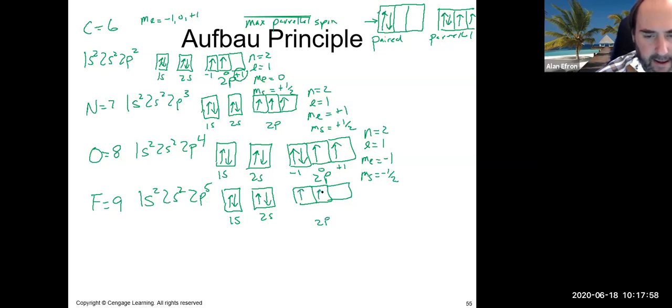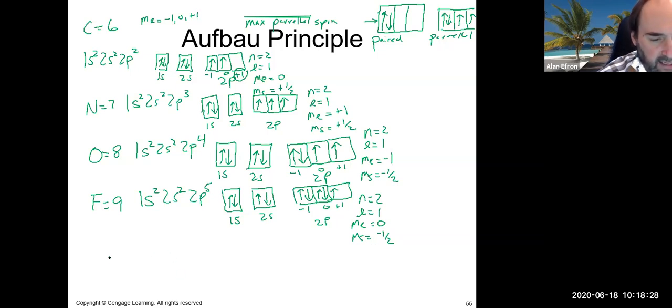Up, up, and up, coming back, pairing, and now the next one will pair right there. And again, for that last electron, n equals 2, l equals 1, because it's still in the p orbital. m sub l, we have now moved back to 0 for that one. And our m sub s is going to be minus 1/2.